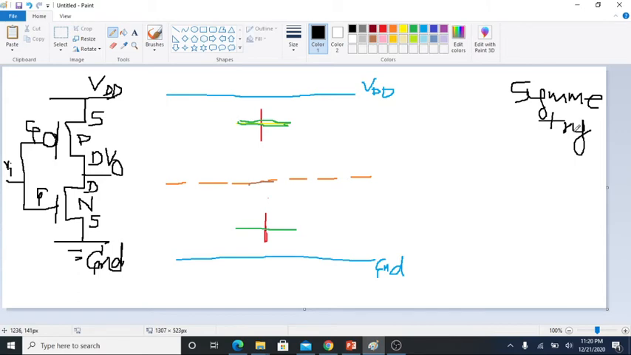That means there is no hard and fast rule that your source should always be on the left hand side of the gate or drain should always be on the right hand side of the gate. It is not necessary because of the symmetric nature of your transistors. You can make your source and drain interchangeably. That means your right hand side can be source and left hand side can be drain, and vice versa for PMOS also. So here we are going to mark the terminals.